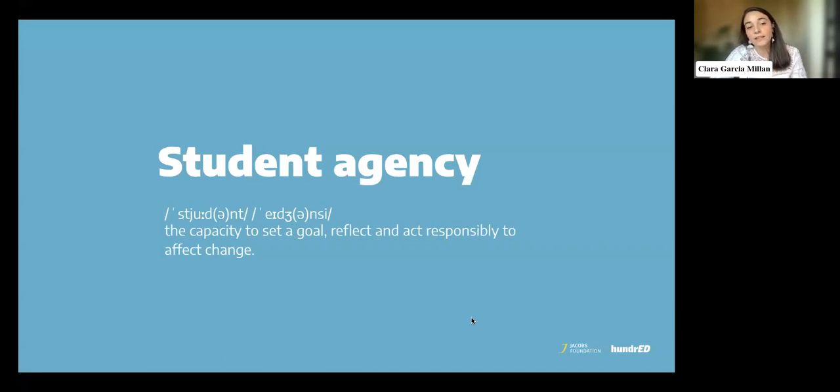Let's start with a quick definition. The concept of student agency is defined by the OECD as the capacity to set a goal, reflect, and act responsibly to affect change. It is about acting rather than being acted upon, shaping rather than being shaped, and making responsible decisions and choices rather than accepting those determined by others. When students are agents in their learning, that is when they play an active role in deciding what and how they will learn. So this is how we understand student agency, and I will start with a question for Nancy.